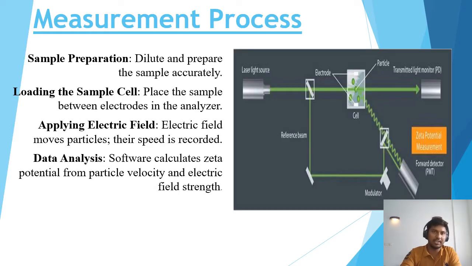And coming to the next measurement process, how it actually measures. First, the sample is prepared and loaded into the cell, the electric field is applied, and the data is analyzed. So prepare the sample accurately with the diluent, load the sample into the cell, apply the electric field across the cell, record the data in the computer using the proper software, and determine the zeta potential.